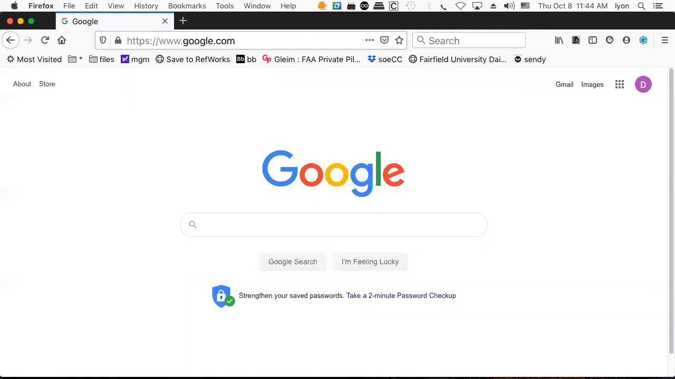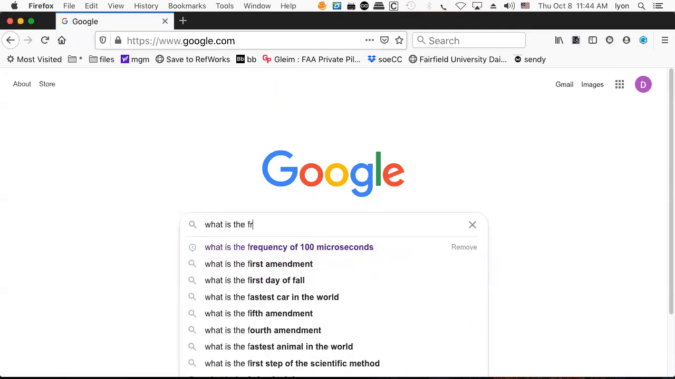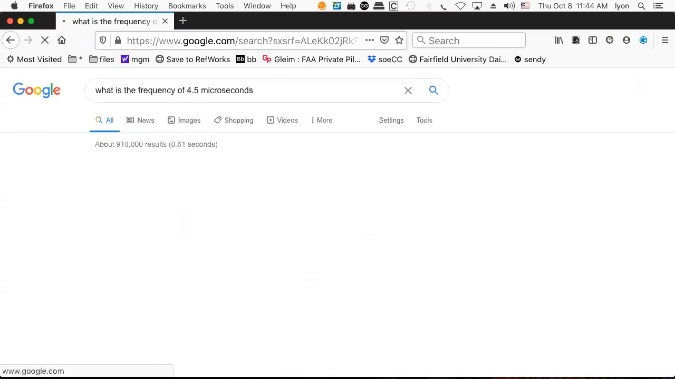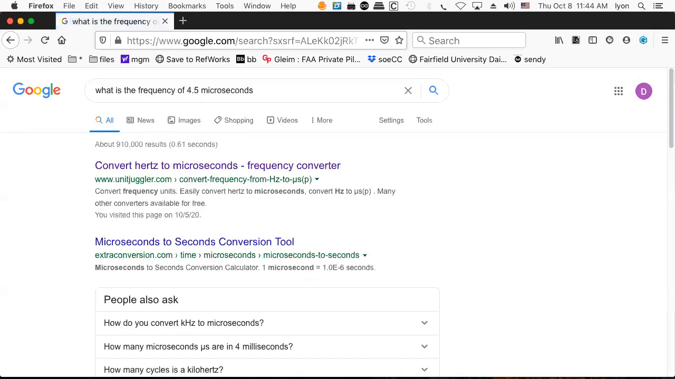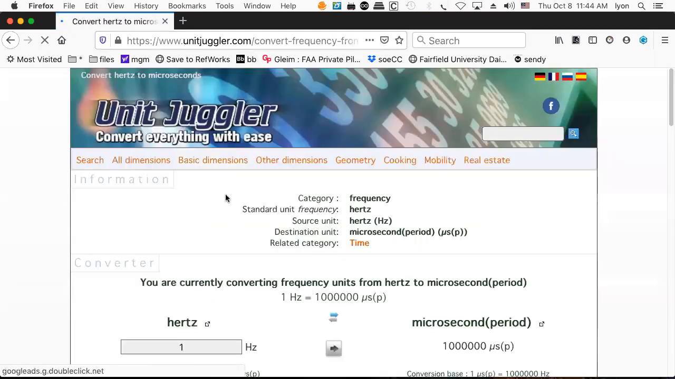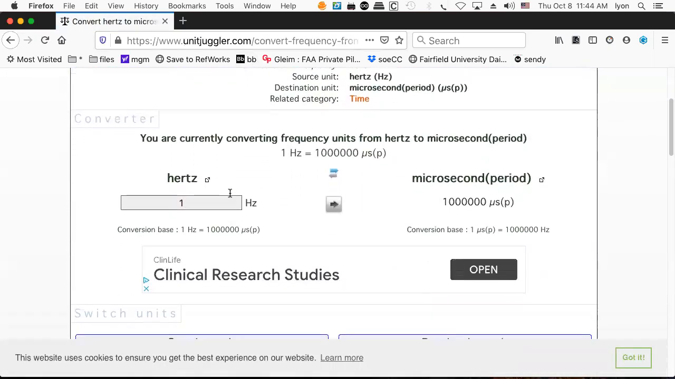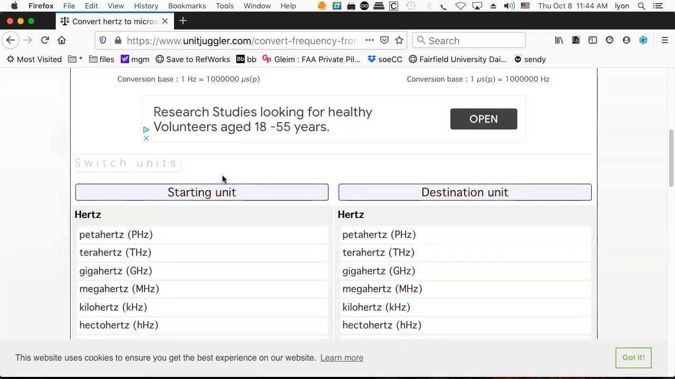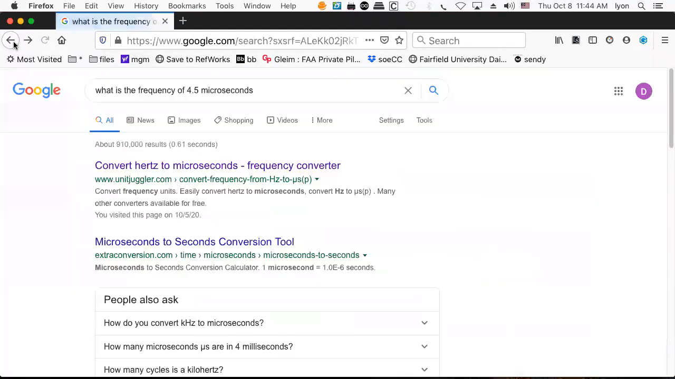So what is the frequency, I love this, of 4.5 microseconds? Can you do that on Google? Oh, convert hertz to microseconds? Convert, I don't know. Can this work? I'm not clear on this. This is not the right calculator for me.